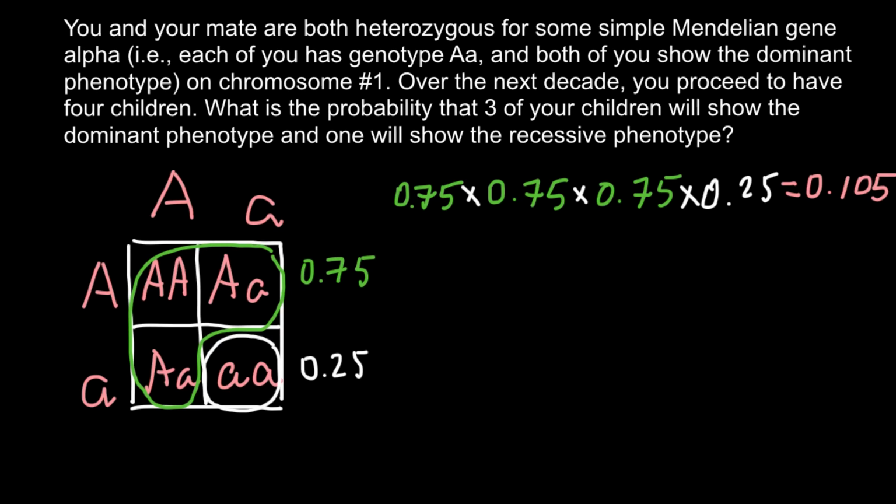0.105. This is a rounded number. Because order is not given, if our question was what is the probability that the first 3 children would show dominant phenotype and the last one out of 4 would show recessive phenotype, this would be our answer. But order is not given. The question is, what is the probability that 3 of your children will show dominant phenotype and 1 will show the recessive phenotype? So there are more combinations.